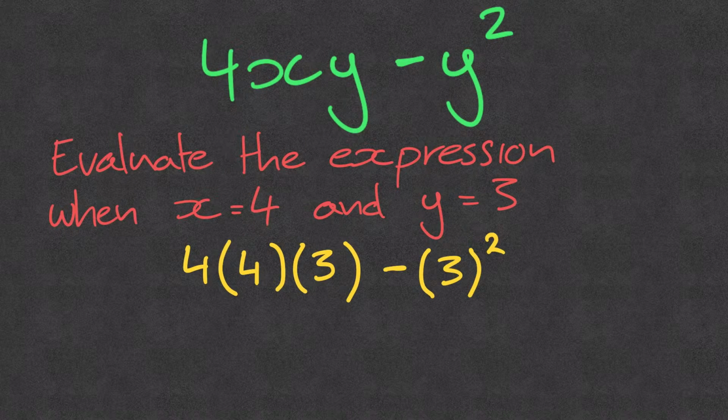Now, we just need to go through and evaluate this. When there's brackets next to each other, same deal. We're just going to times these all together. It doesn't matter what order we times them in, as long as we do times them all together. So 4 times 4 is equal to 16. And then 16 times 3, 16, 32, 48.